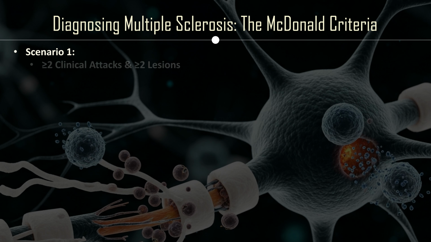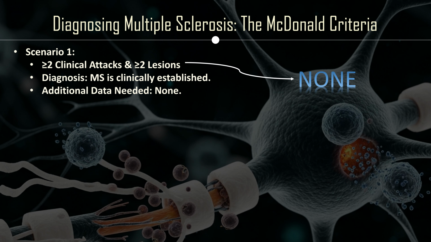Scenario 1. If a patient presents with 2 or more clinical attacks and 2 or more lesions, MS is considered clinically established. In this clear-cut situation, no additional data or further MRI is typically needed for diagnosis. The clinical presentation and objective evidence already fulfill DIS and DIT. Moving to Scenario 2. Here, we have 2 or more clinical attacks, but only 1 lesion identified.